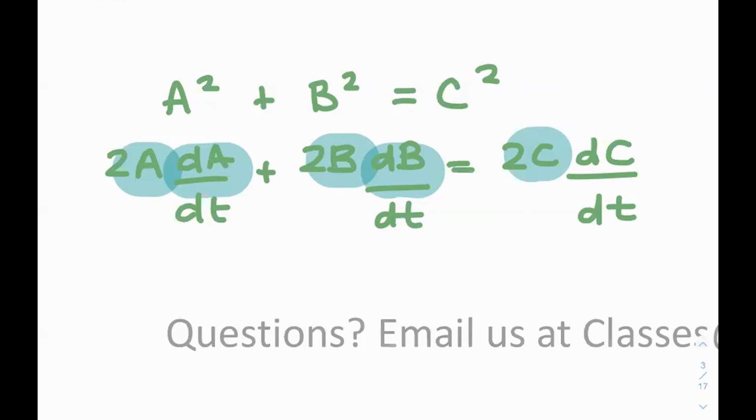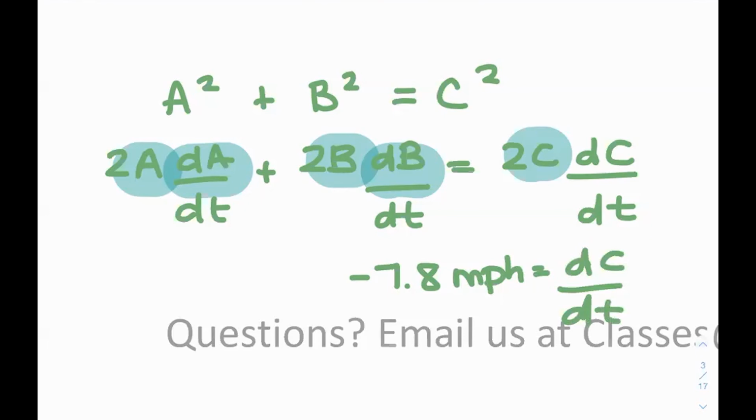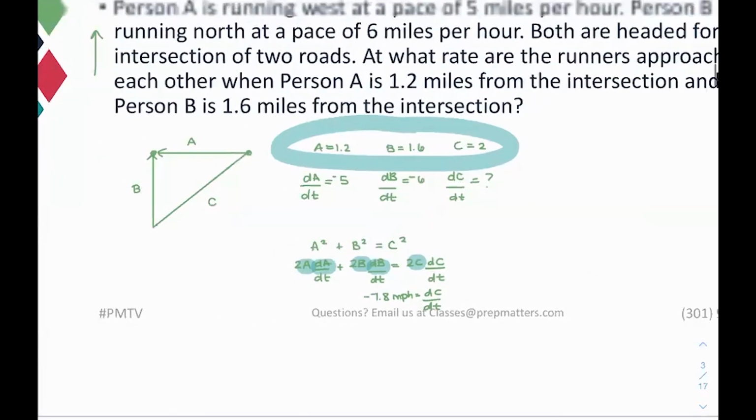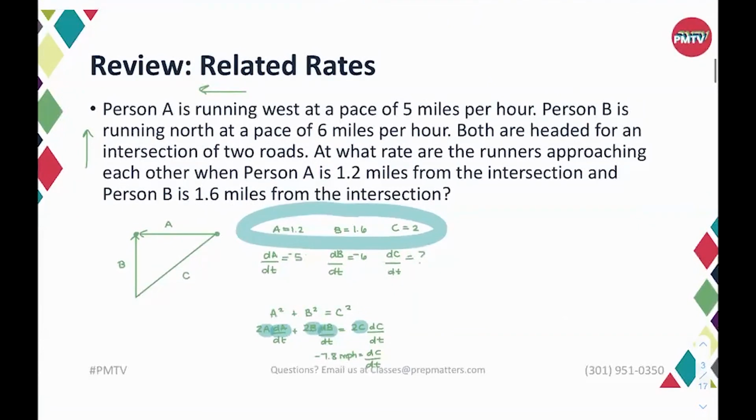Once we throw all of this into a calculator, we end up with this information right here. The rate of change of C is negative 7.8 miles per hour, which would mean, let me zoom back out to the question for you, which would mean that person A and person B, these two runners, are approaching each other at a rate of 7.8 miles per hour.